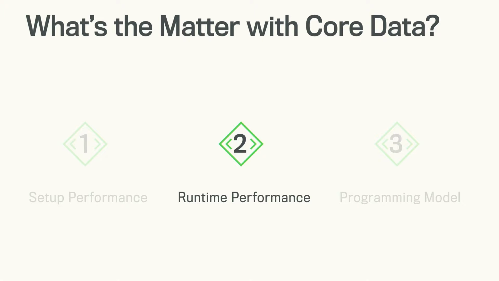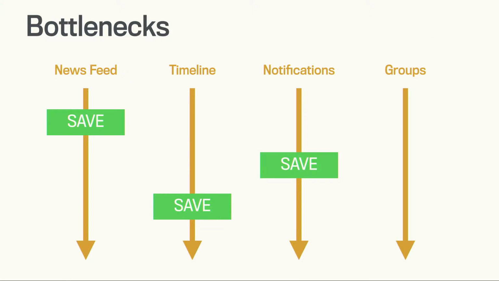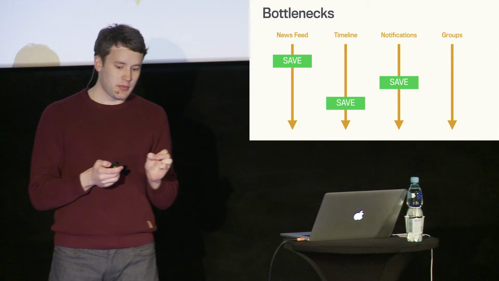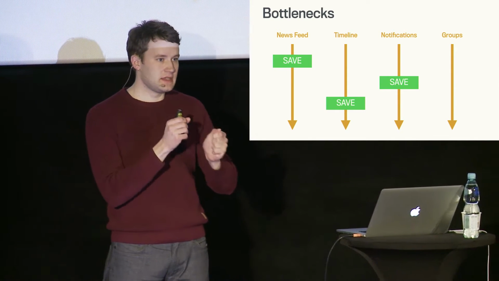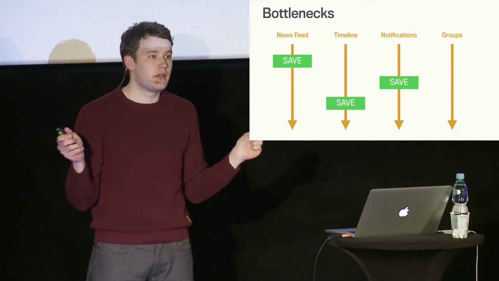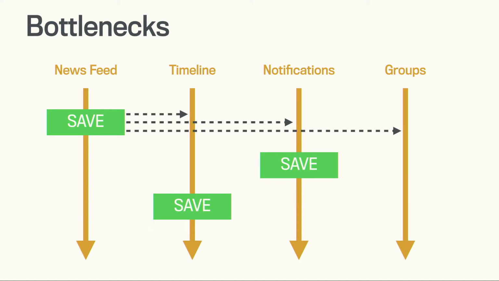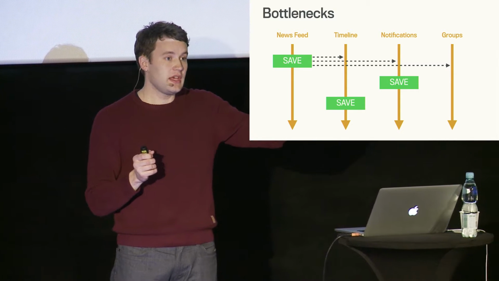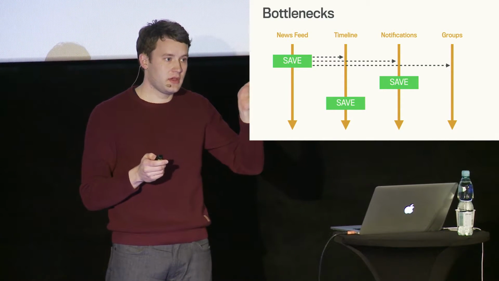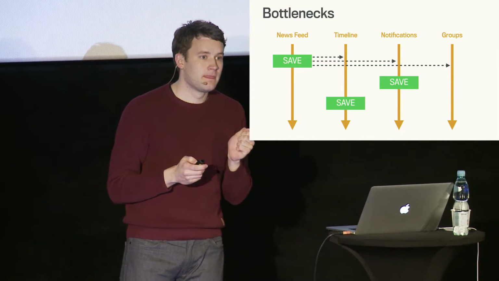Second, the runtime performance aspect. We would ideally have something like this. Each part of the app can create and process and deal with data, and it doesn't block all the other parts. It might asynchronously notify other parts of the app saying, hey, here's some new data that I processed. You might want to do something with it. But it shouldn't block them.